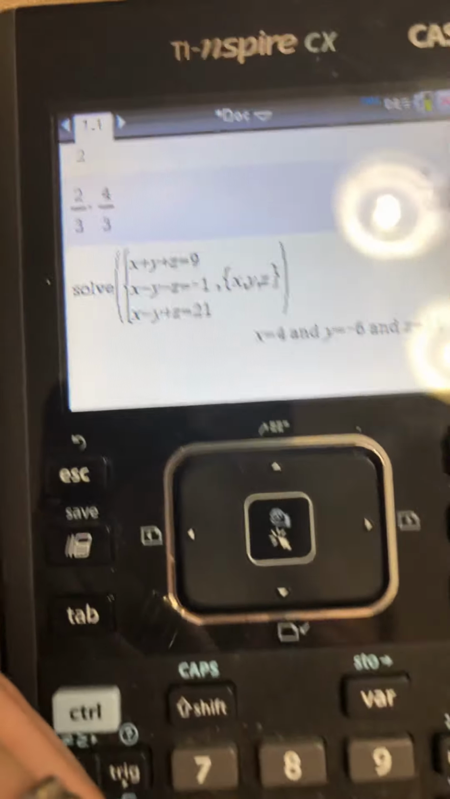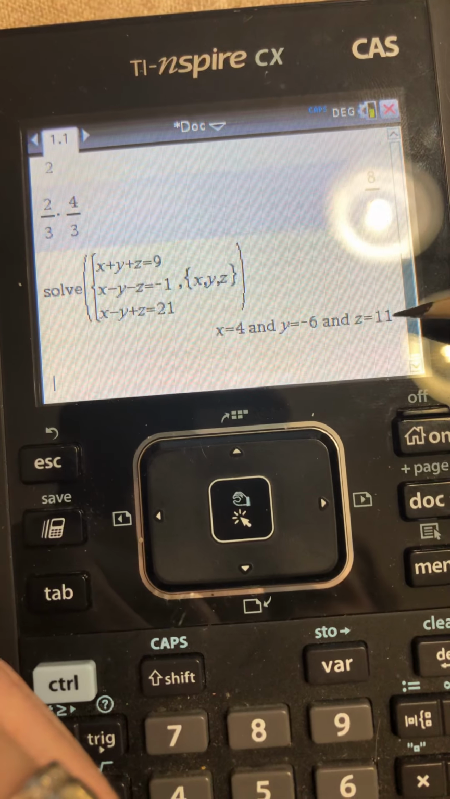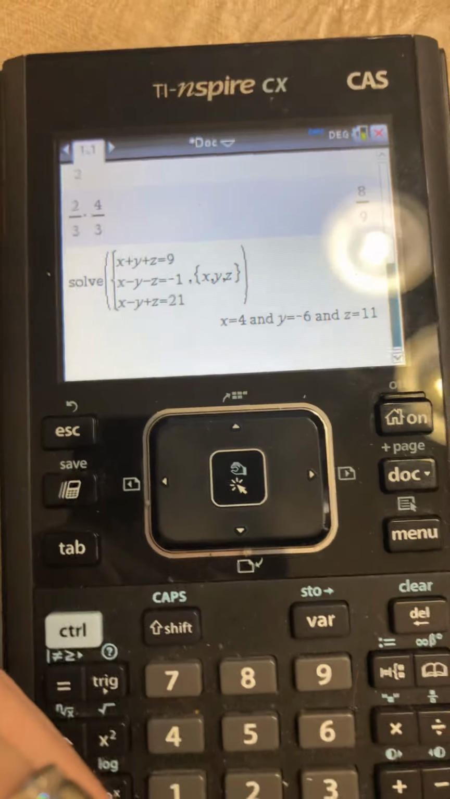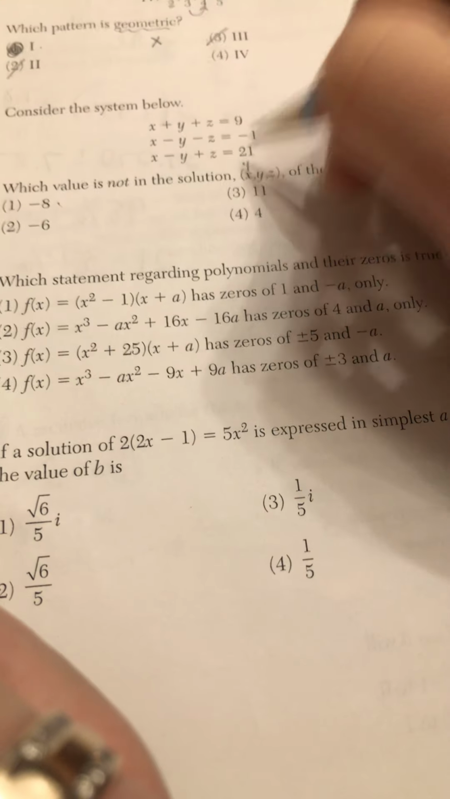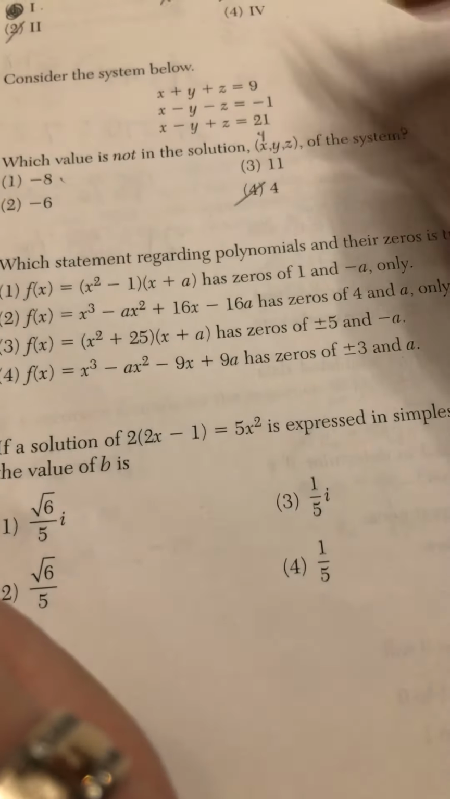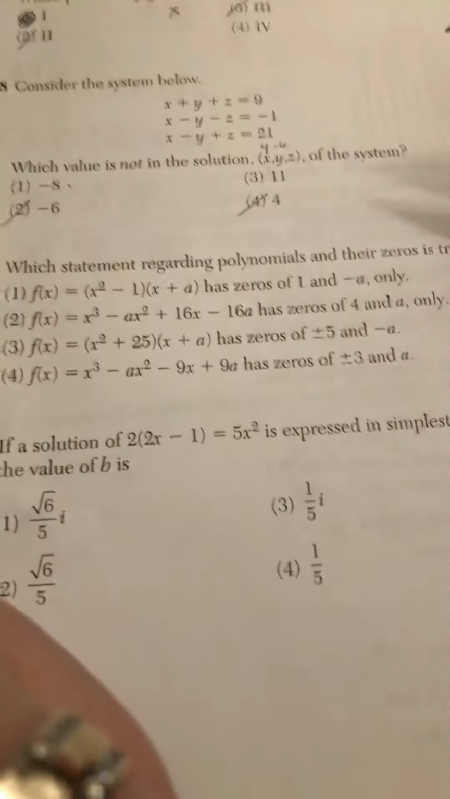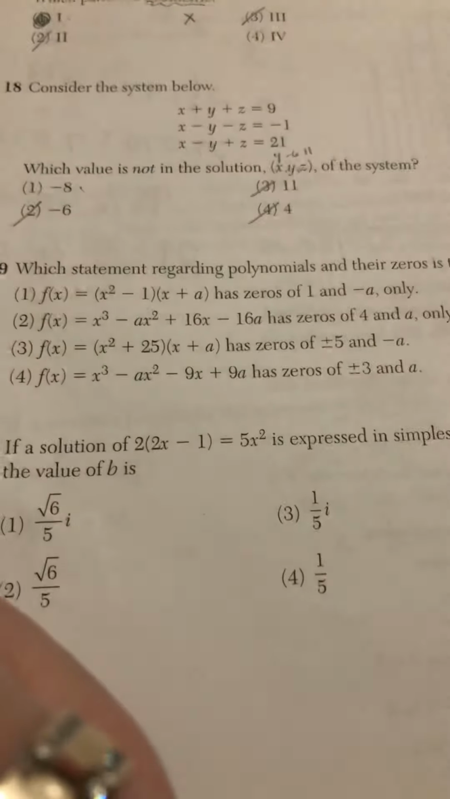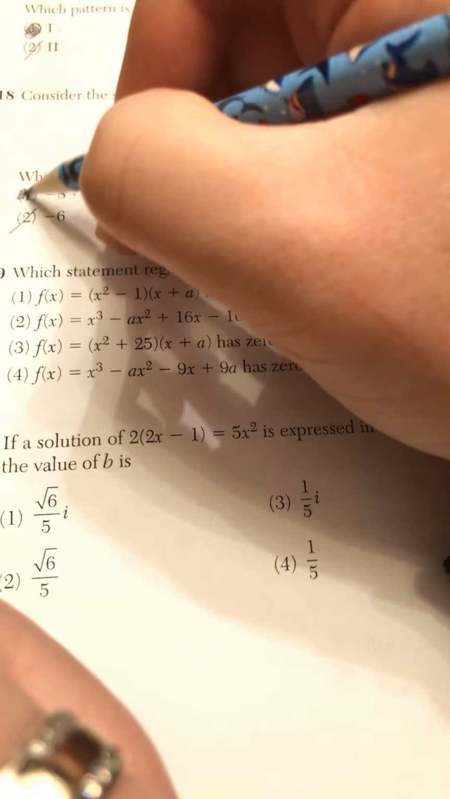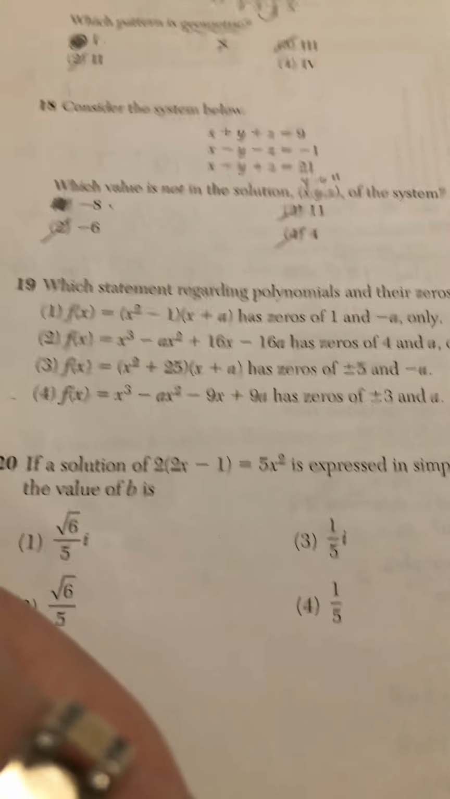So here they are. X is 4. Now yours will not say this. Yours will just have 4, -6, and 11. So those are my 3 answers. It says which value is not in the solution. Well, X was 4, that is in the solution. Y was -6, so that is in the solution. And Z is 11, so that is in the solution. So -8 is not in the solution. We can do this algebraically as well.